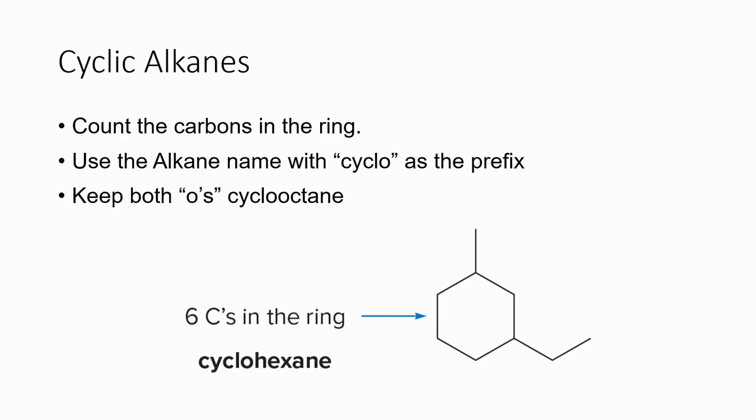So we're going to count the carbons in the ring for our parent name. We're going to use the prefix cyclo. If it's cyclooctane, you keep both of the O's. I think that came up once for me. So just keep all the letters.